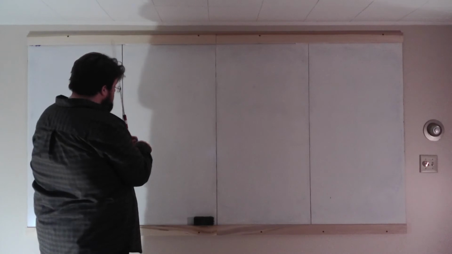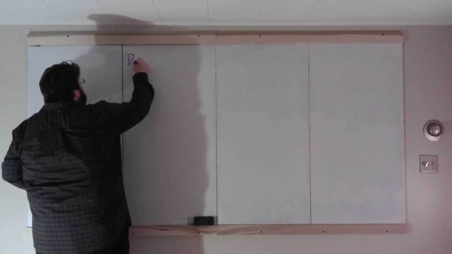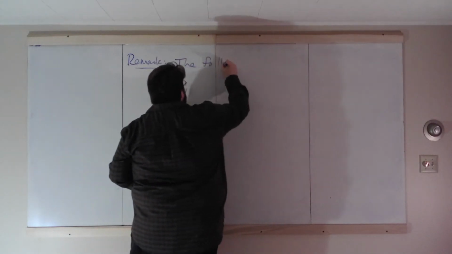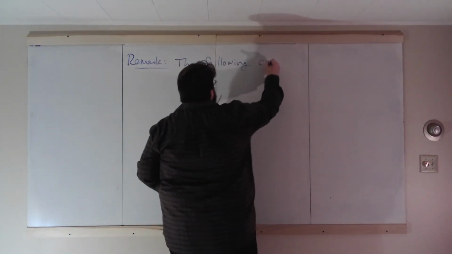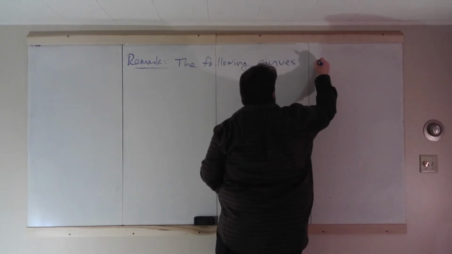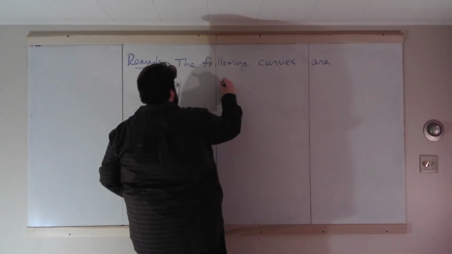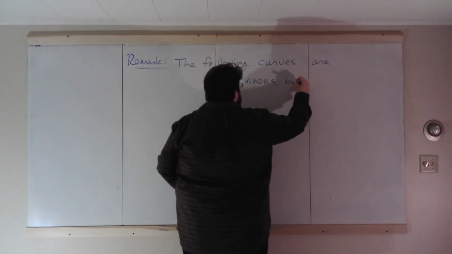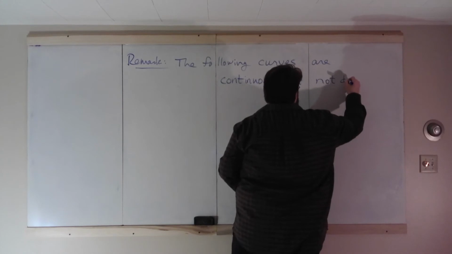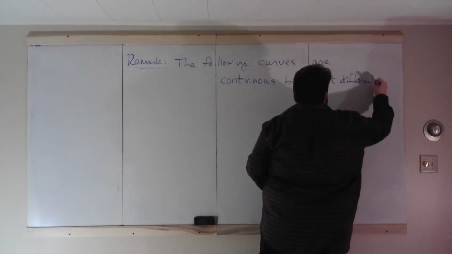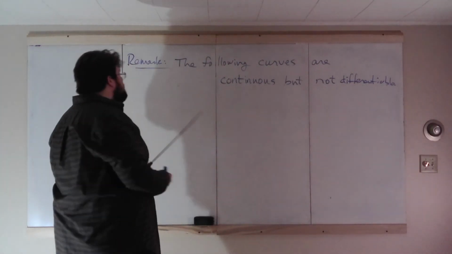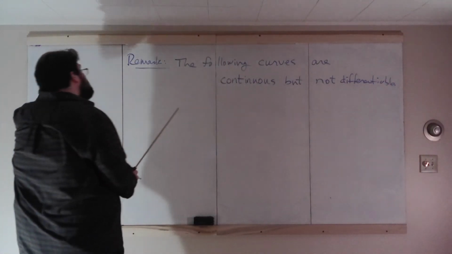Marker. The following remark. The following curves are continuous but not differentiable. Differentiable is a really long word, so you might want to abbreviate it just DIFF. The following curves are continuous but not differentiable.